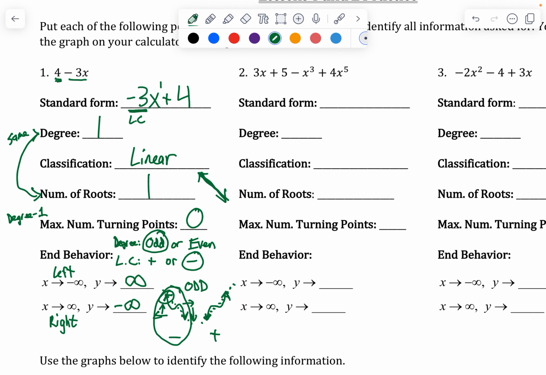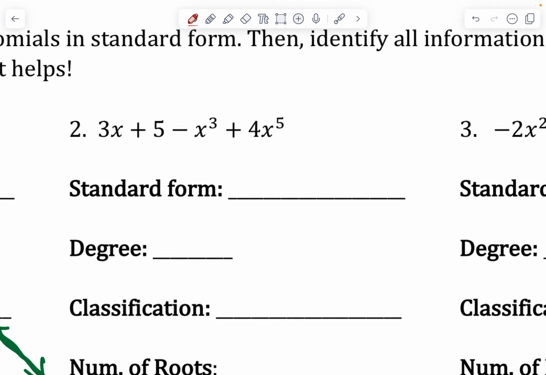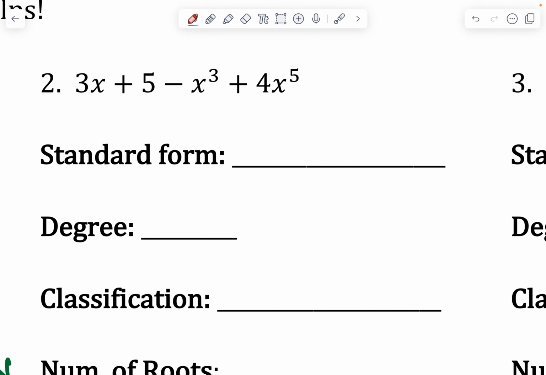But I want to do that for the first example so that the other ones we can go a little bit faster. Okay, so for number 2, my standard form is, where's my highest exponent? It's that 5 right there. So I'm going to keep that sign with it, which is going to be a positive 4x to the 5th.